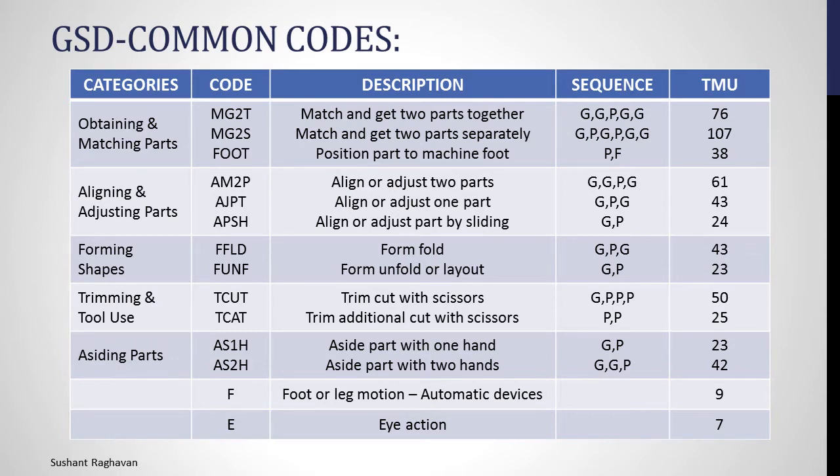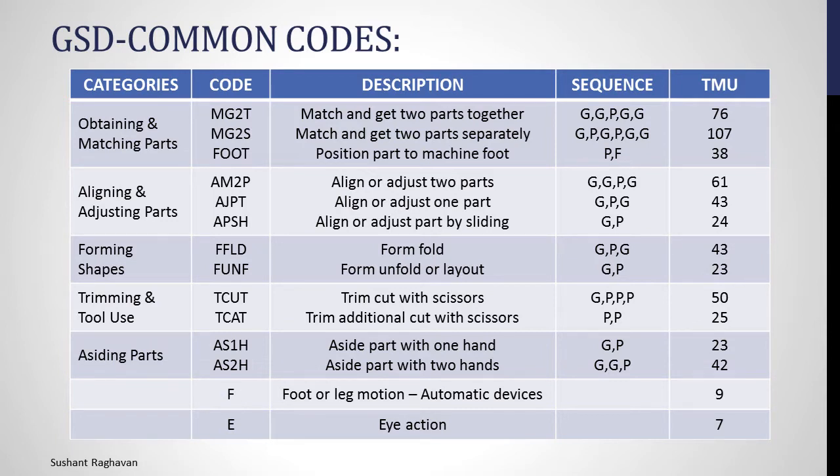GSD common codes. Categories, code, description, sequence, TMU. Obtaining and matching parts. MG2T, match and get 2 parts together. MG2S, match and get 2 parts separately. FWT, position part to machine foot.